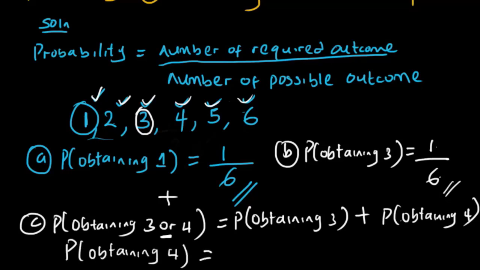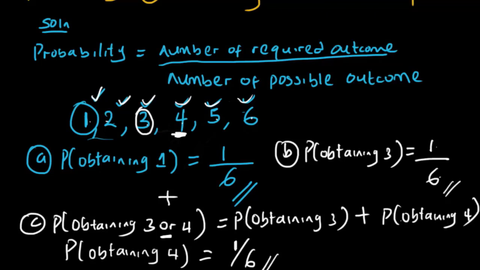Now remember, probability of obtaining 4 will be equal to, how many 4s do we have here? We have just one 4. So that will be 1 all over. How many possibilities could we have had? 1, 2, 3, 4, 5, 6. So probability of obtaining 4 is still 1 over 6. Do you understand? So we slot it into the formula.